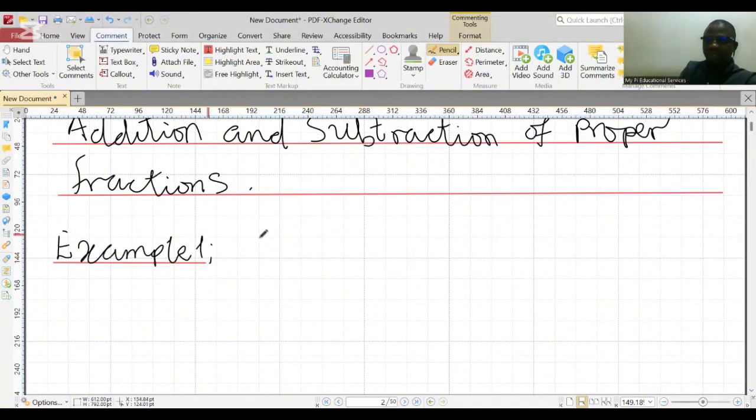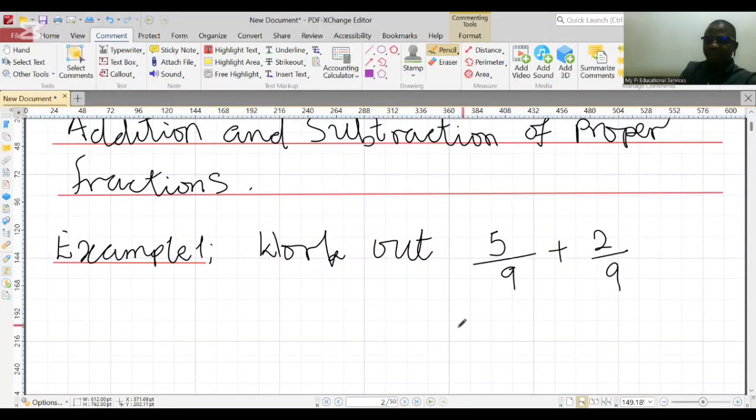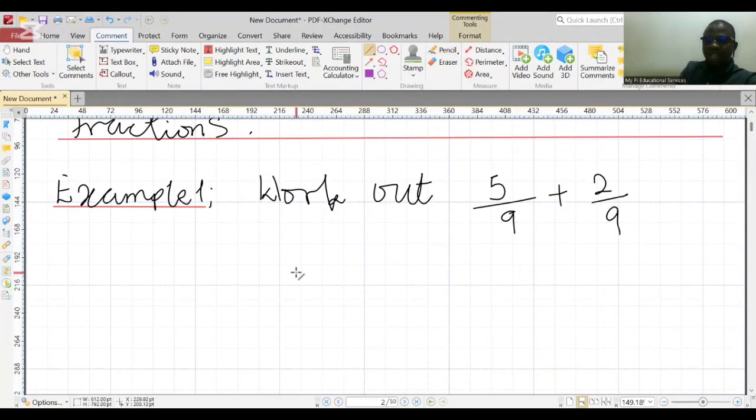Example 1. The question says, work out 5 out of 9 plus 2 out of 9. As you can see, these two fractions have the same denominators. They are called like fractions. It is very easy to work this out. Solution.